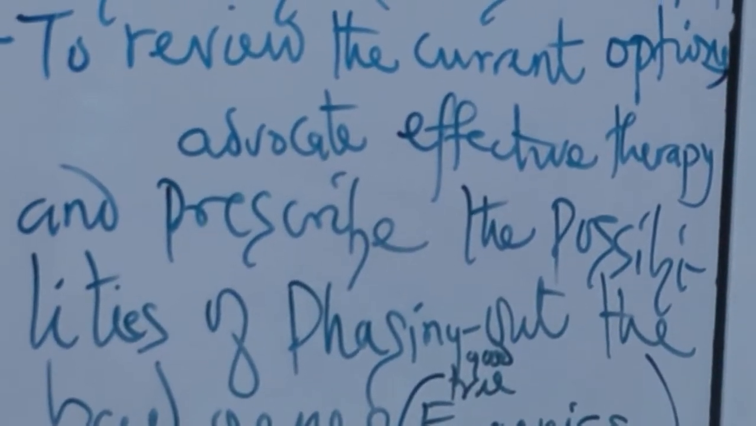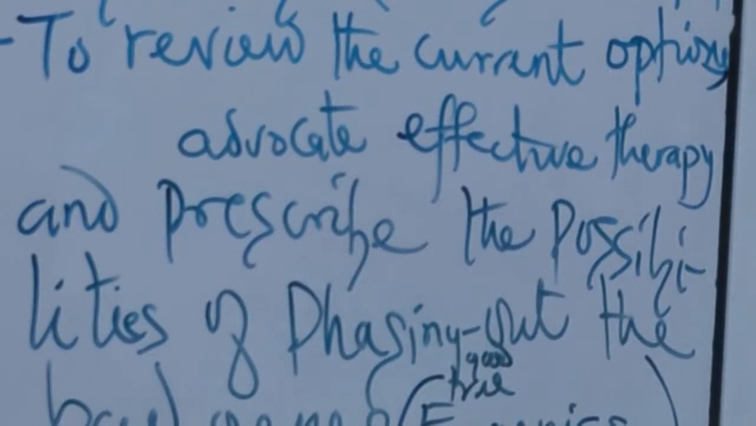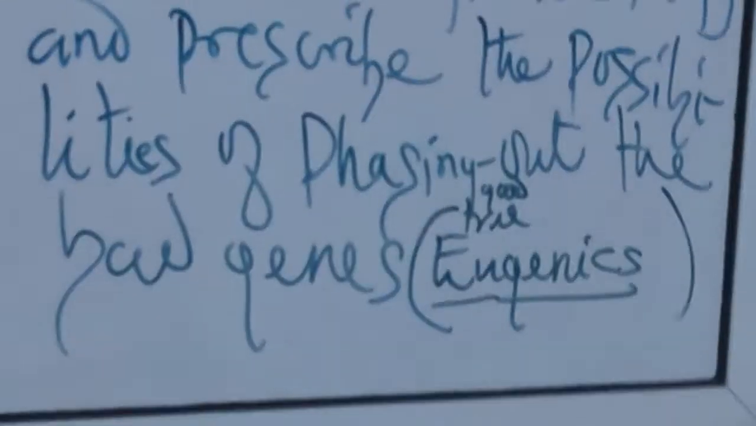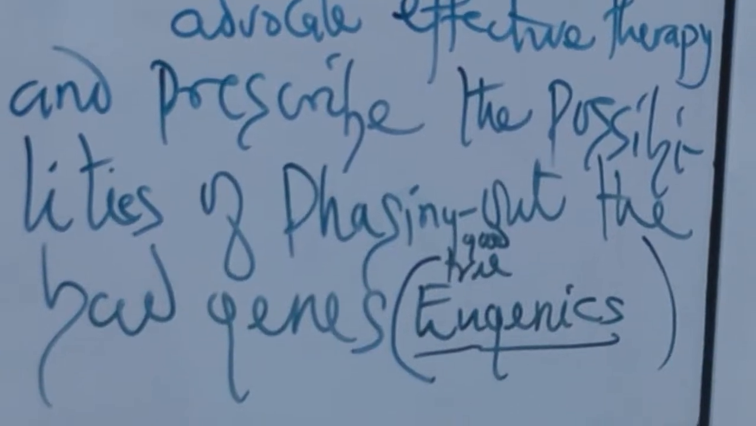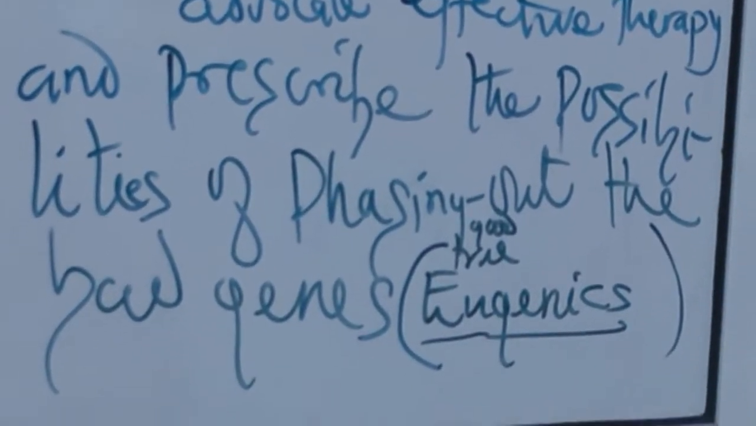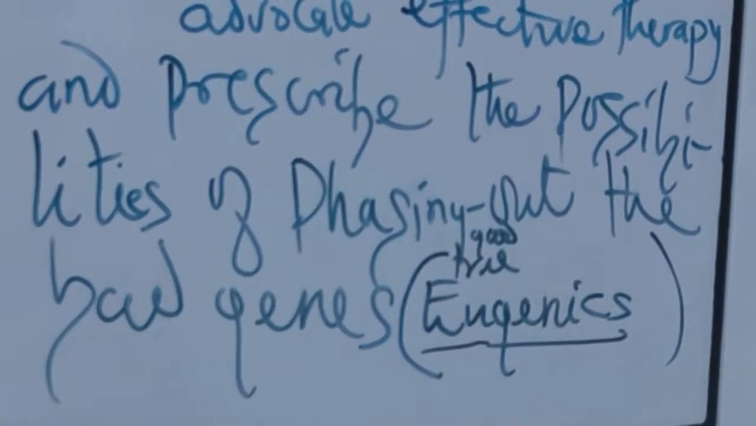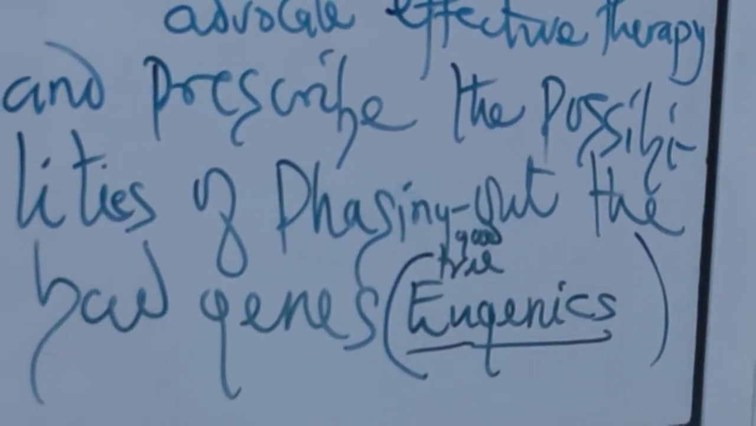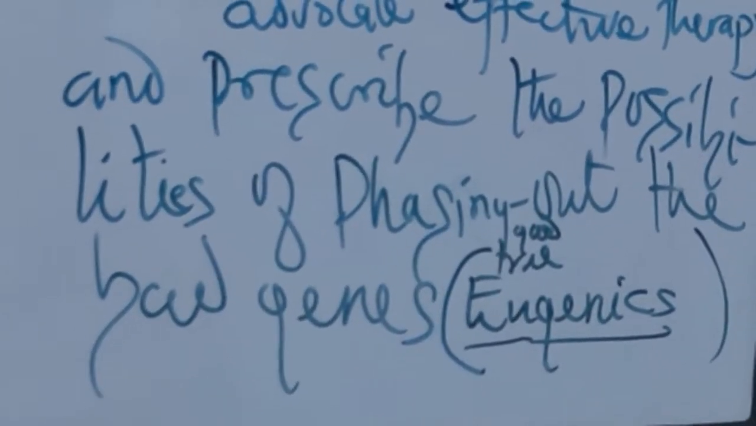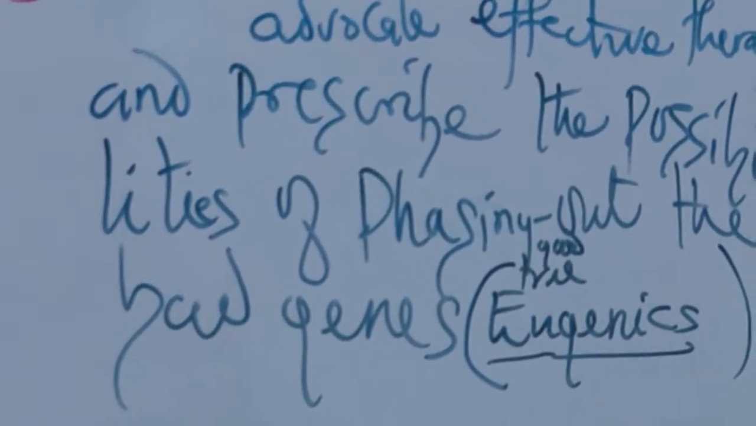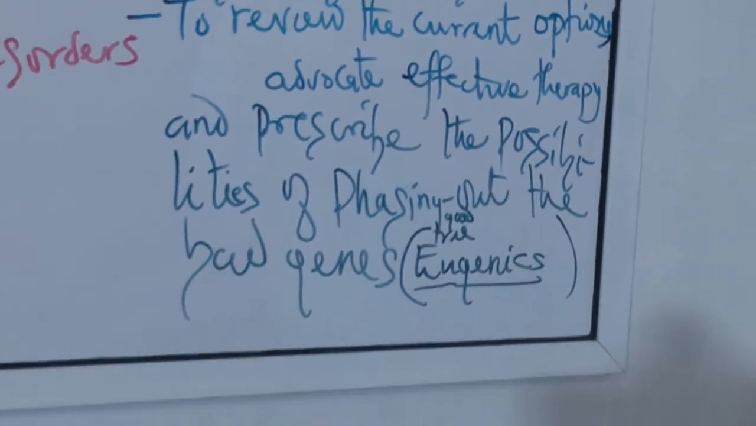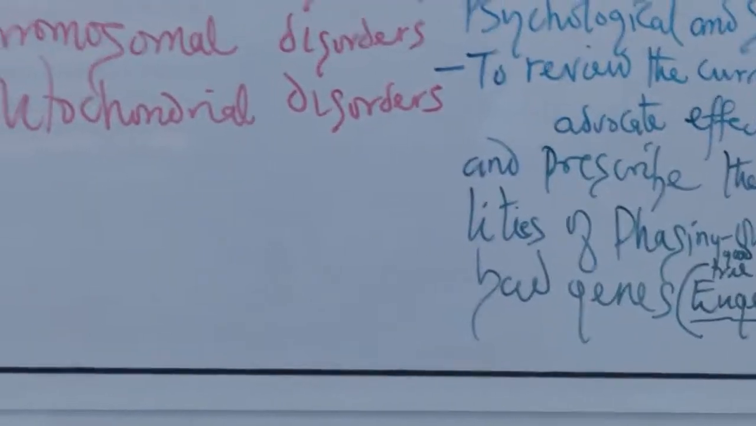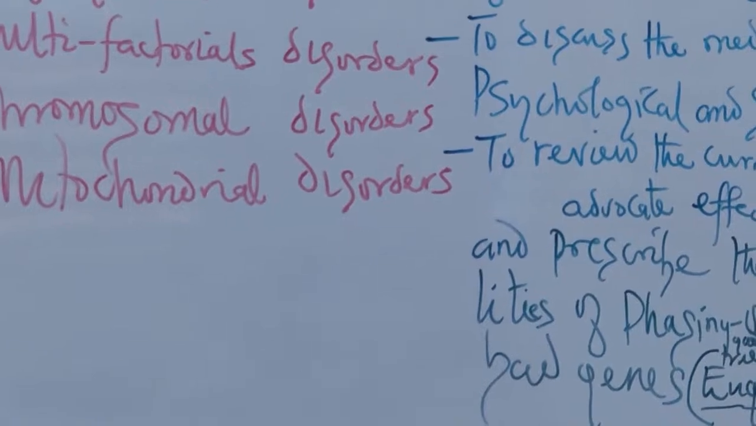Then we should now be able to advocate for effective therapy, as well as to see if we can start prescribing measures that could lead to phasing out the bad genes. I call this one the practice of phasing out bad genes and encouraging the good ones. I call it eugenics. So we are going to see all this as we go on.